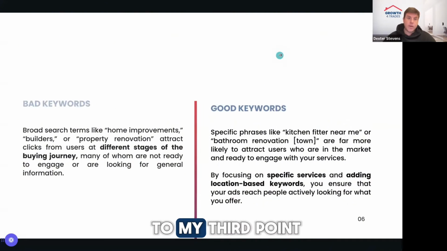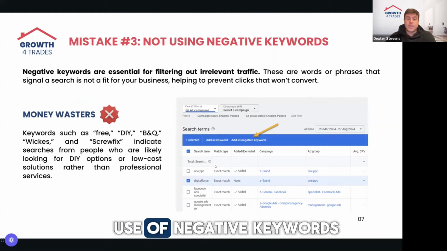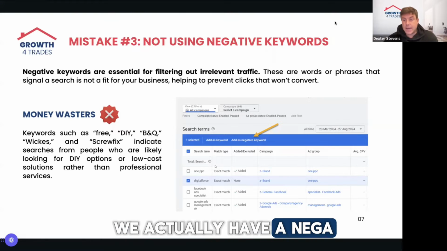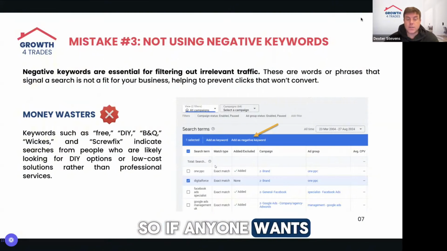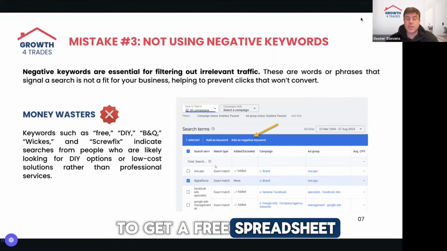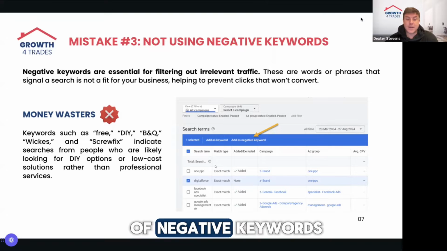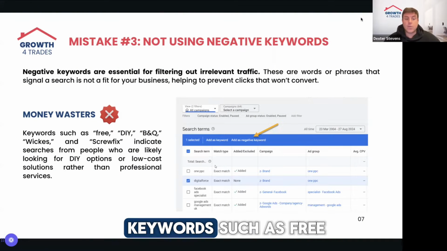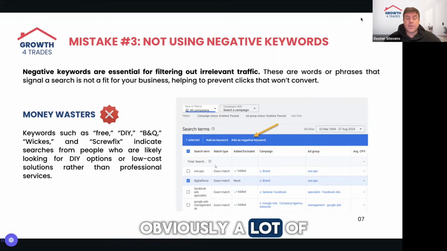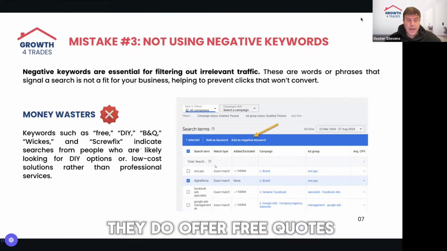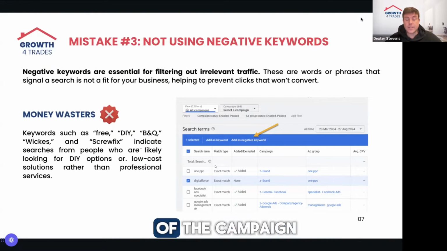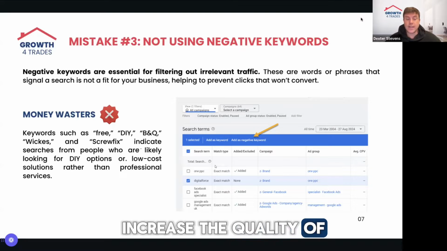Which obviously goes on to my third point, and that's not making use of negative keywords. So obviously, before you start a campaign, we actually have a negative keyword list here. If anyone wants a free spreadsheet with the list of negative keywords, we would happily give that to you. Such as keywords like free. Yes, a lot of the trades that we work with do offer free quotes, but I feel like sometimes adding that in as a negative keyword can help the performance of the campaign, because you can increase the quality of the lead.